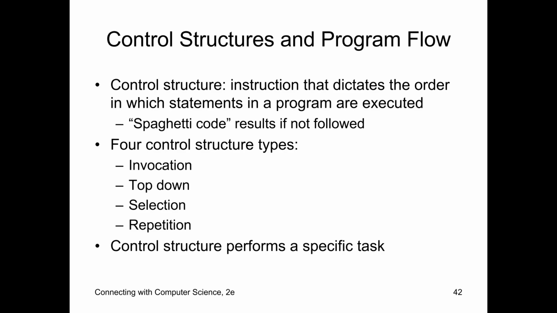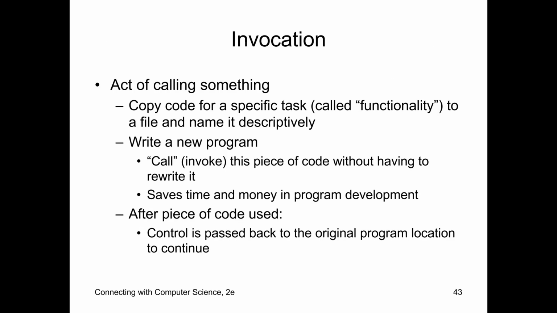So we're going to talk about four different control types: invocation, top-down, selection, and repetition, and how they perform a specific task. Invocation is calling something, and this is where you have a function. It might be a separate class that you import in Java or Python or C that has specific functionality around it. So in Java, in the base class, you can include the math functionality, and you invoke it by calling it, and you don't have to rewrite it.